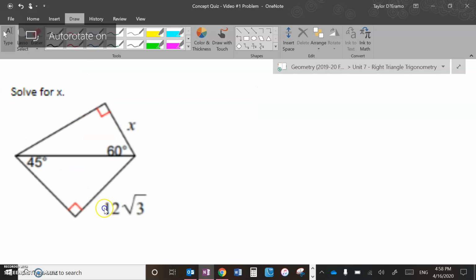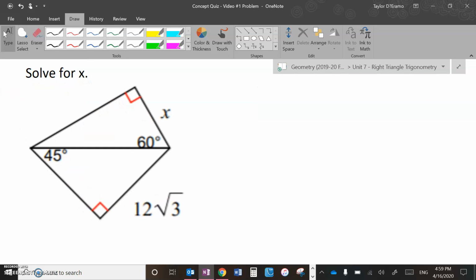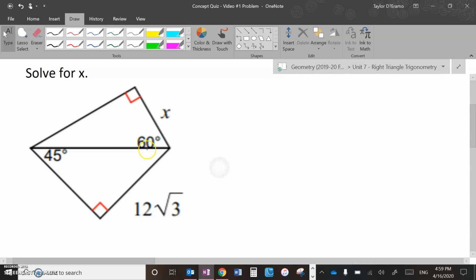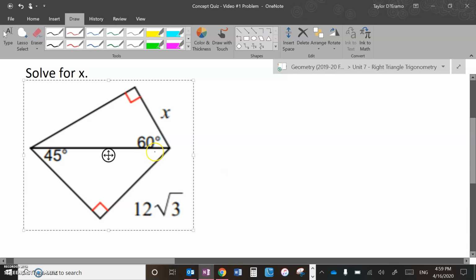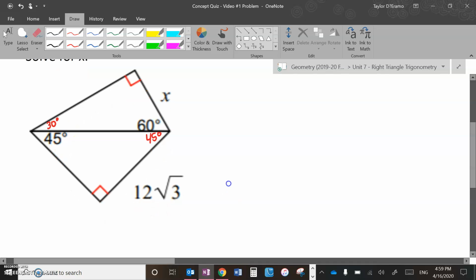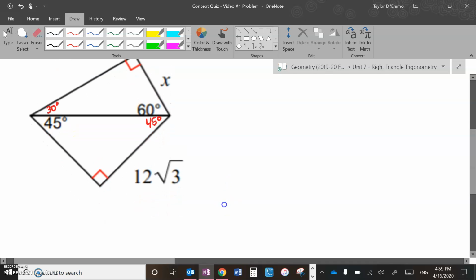Okay, so the first thing I'm going to do is fill in my missing angle measures. So first I know that this angle has to be 45 degrees because it's part of the special right triangle 45, 45, 90, and then this one has to be 30 because it's part of the 30, 60, 90 triangle.